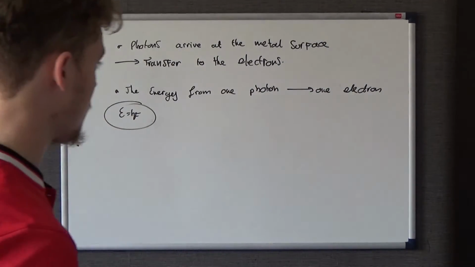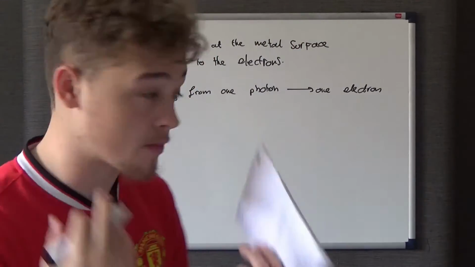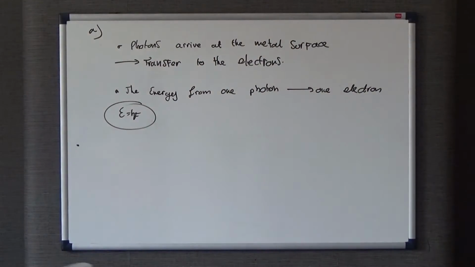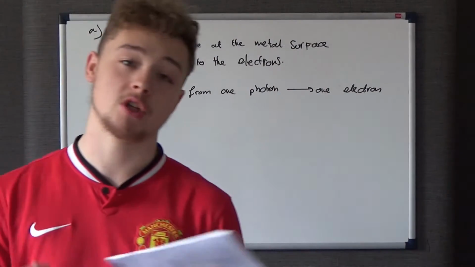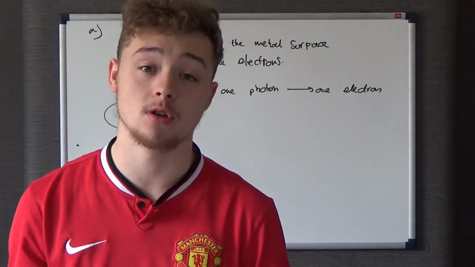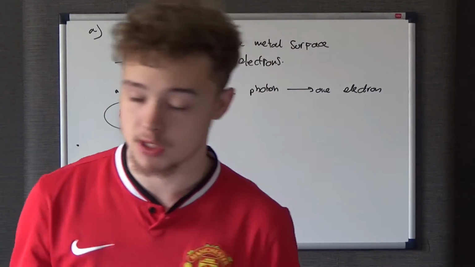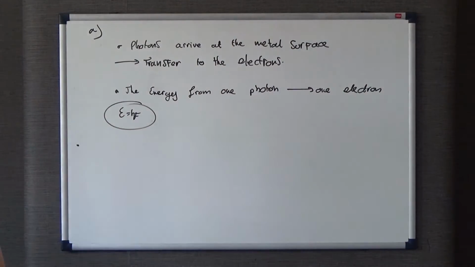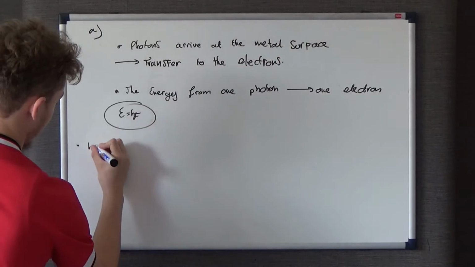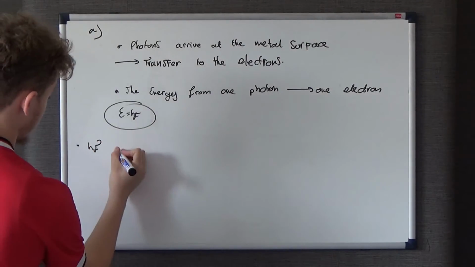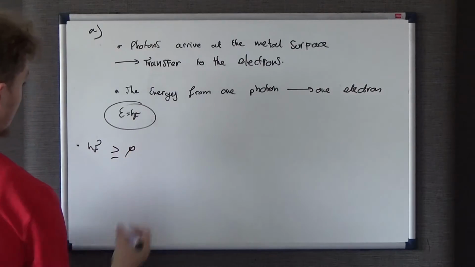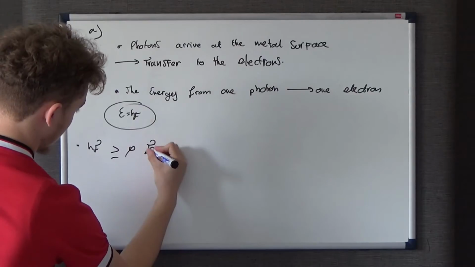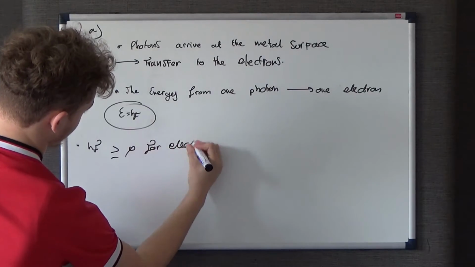Then you might want to talk about the kinetic energy equation. In other words, we would talk about the point I was mentioning, that not every energy of photon will emit an electron from the surface of the metal. The point you would make there is that hf, or the energy of a photon, has to be bigger than, or equal to, the work function for electrons to be emitted.